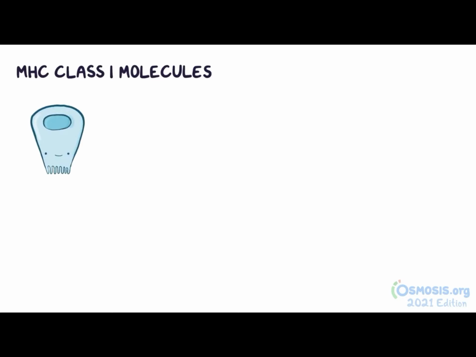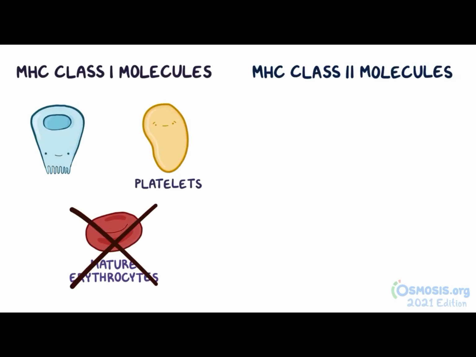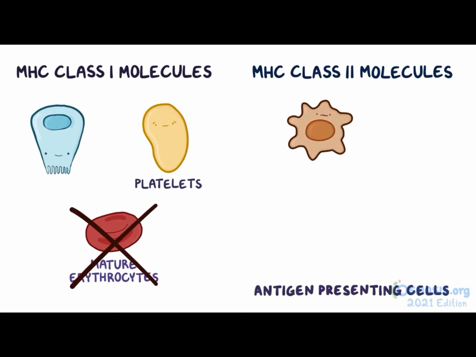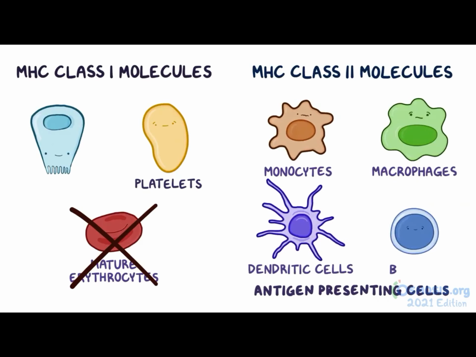HLA proteins that code for MHC class I molecules are found on all nucleated cells throughout the body. Even platelets, which are fragments of nucleated cells. In fact, the only cells that don't have them are mature erythrocytes, which don't have a nucleus. MHC class II molecules are only expressed on antigen-presenting cells, like monocytes, macrophages, dendritic cells, and B cells.